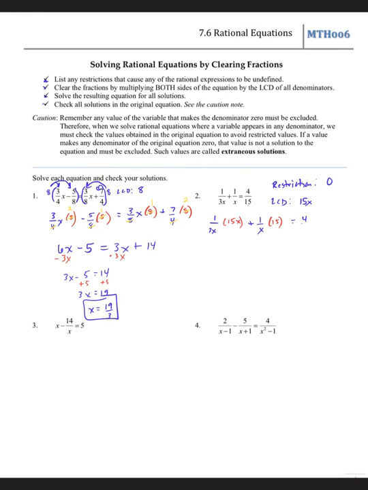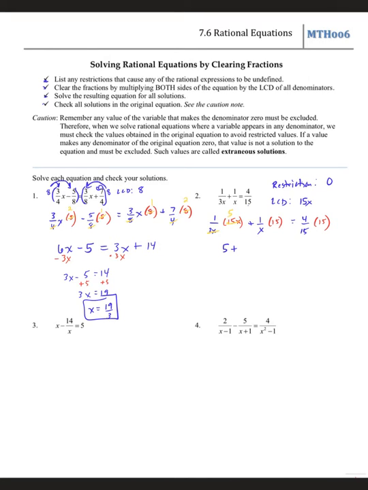And then we have this 4/15. Do not forget to multiply the 4/15 by the least common denominator as well. Now we cancel. 3x goes into 15x 5 times. 1 times 5 is 5. And then x does not go into 15.